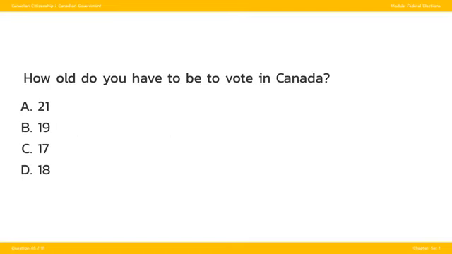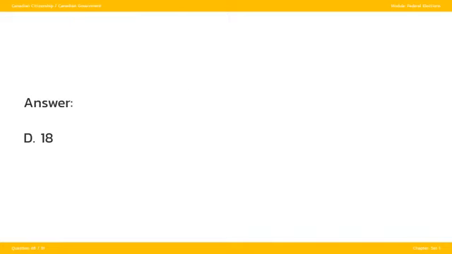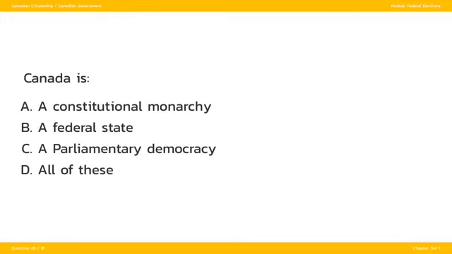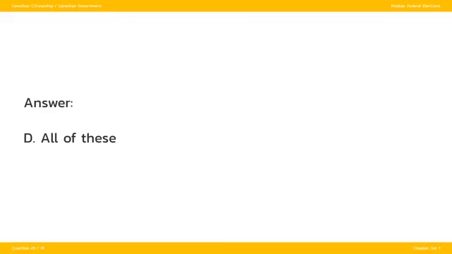How old do you have to be to vote in Canada? A. 21. B. 19. C. 17. D. 18. The answer is D. 18. Canada is A. A constitutional monarchy. B. A federal state. C. A parliamentary democracy. D. All of these. The answer is D. All of these.